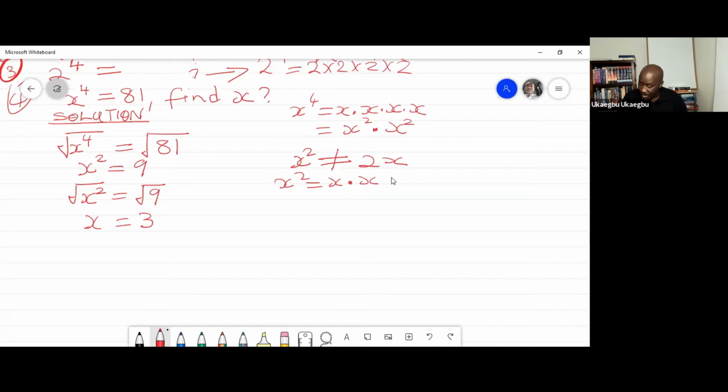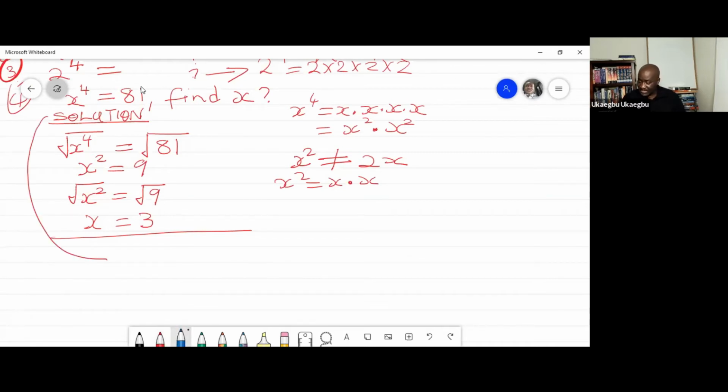How about the square root of x squared? That's actually x. So 3 is correct. This is one way of doing this. Here's another way of solving the same problem. Let me go back here and let's see a different way of solving it.